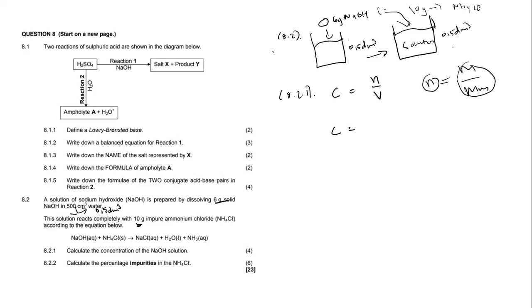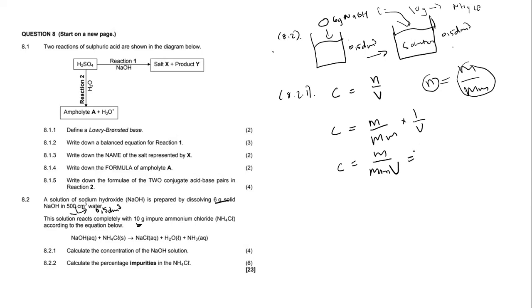So that means C is the same as mass over molar mass, which is the same as the number of moles, multiplied by 1 over V. So we can use this formula quickly: here we have the molar mass, and here we multiply by V. We can quickly use this formula to determine the concentration of sodium hydroxide.